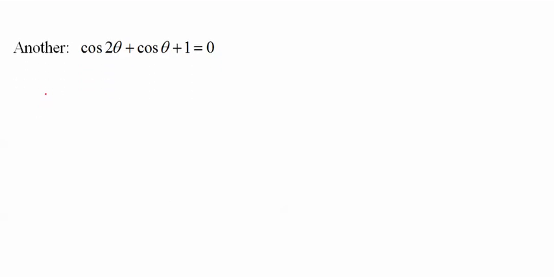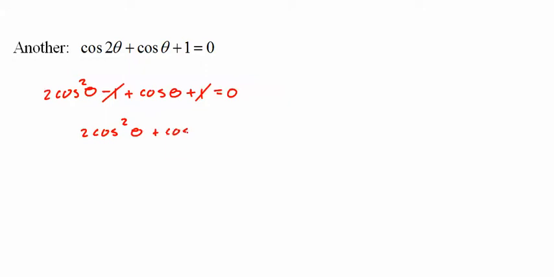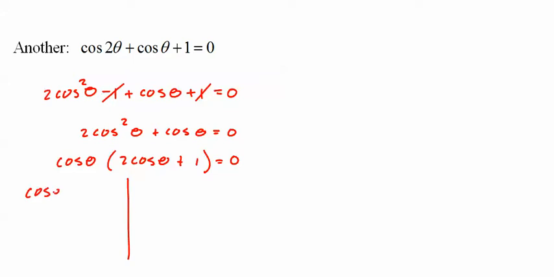So I'm going to change this to 2 cosine squared theta minus 1 plus cosine of theta plus 1 equals 0. 1's cancel. 2 cosine squared theta plus cosine of theta equals 0. Pull out the cosine of theta, leaving me with 2 cosine of theta plus 1. Zero property. Cosine of theta equals 0.